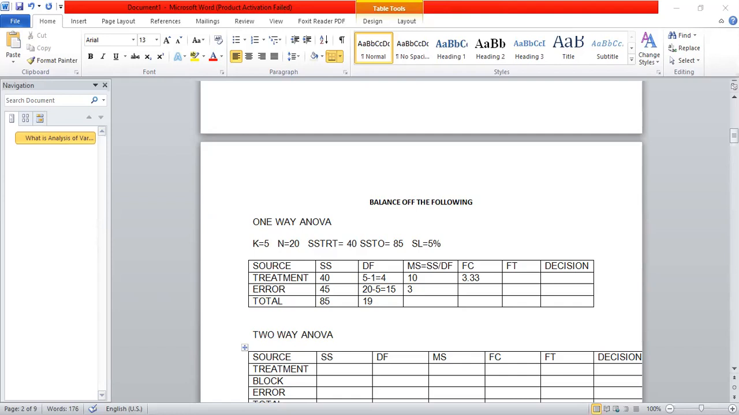Our F tables are 3. We have one which is a 5% table. So the percentage is in the title. We have a 1% and a 0.1%. So you need to be certain which one of these percentages has been given.